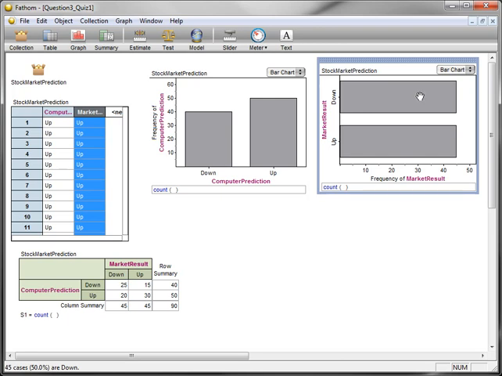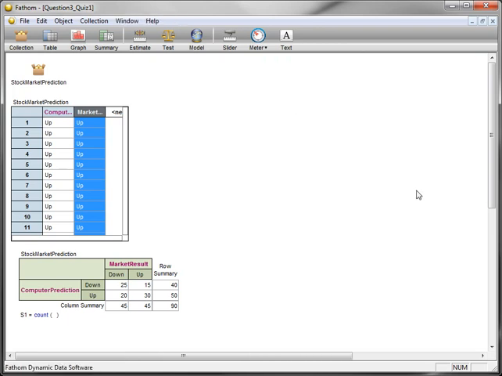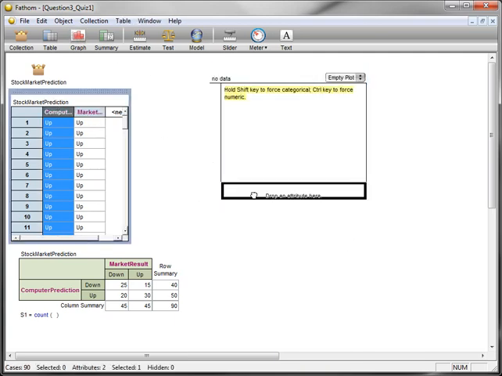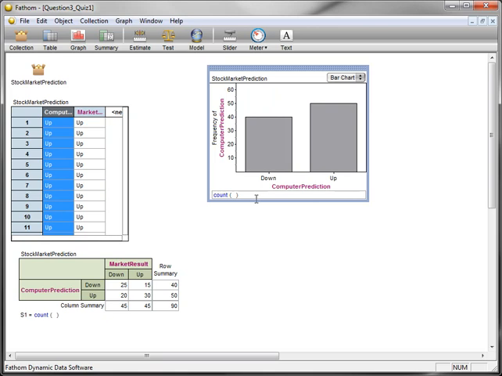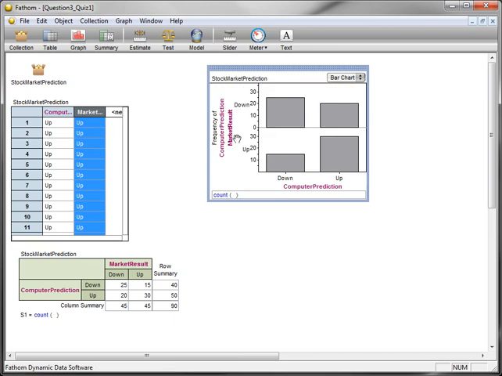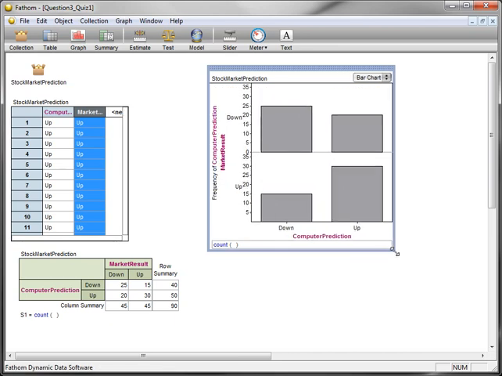I'm going to go ahead and delete both of these bar charts and talk about creating a multi-bar chart. So if I drag down an empty graph icon and then I drag the computer's prediction here, we think of that as being the thing that determines or explains the market result, and then I now drag the actual market result attribute over to the y-axis here. The bar charts split and I get a multi-bar chart right here.